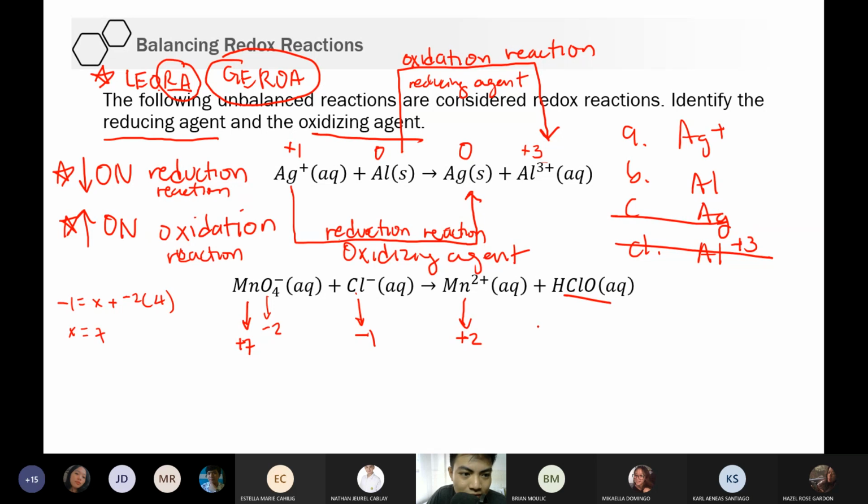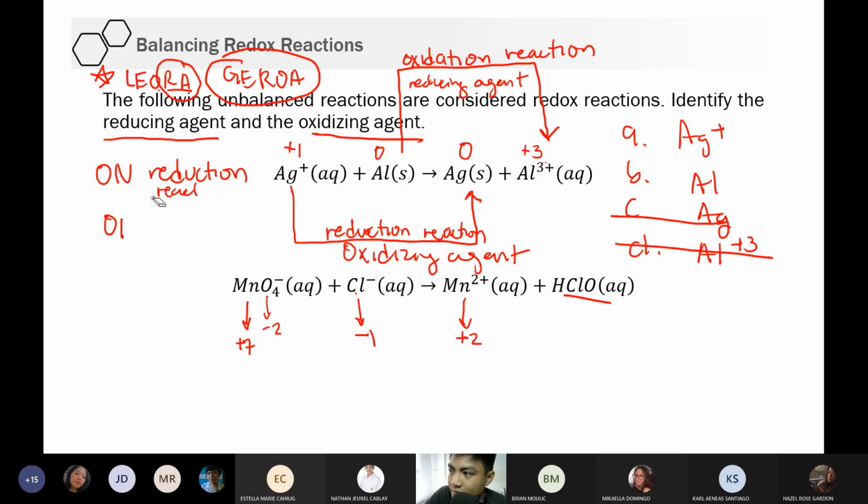How about HClO? Okay. Ito HClO, medyo tricky to. Let me erase this portion. Kunwari, you have an ionic compound.